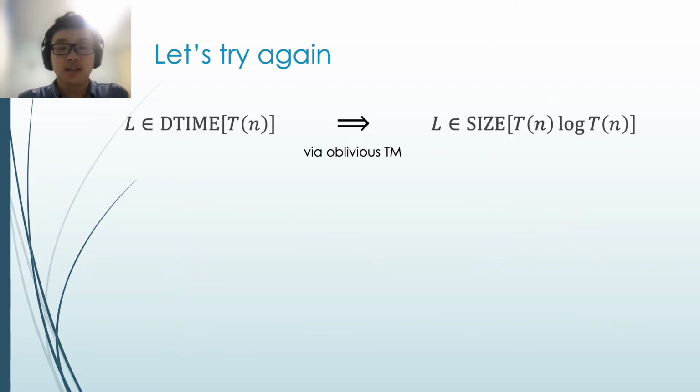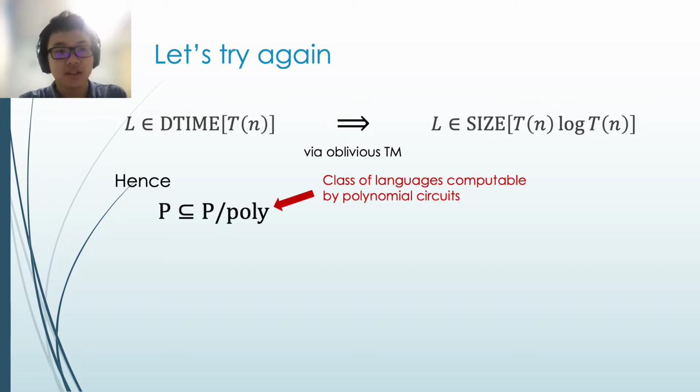So let's try again. We take a language L from deterministic time T(n). Another textbook result tells us that the same language L is computable by circuits of size T log T. So we know that every language in P has polynomial size circuits. It is contained in the class P/poly, which is the class of languages computable by polynomial size circuits.